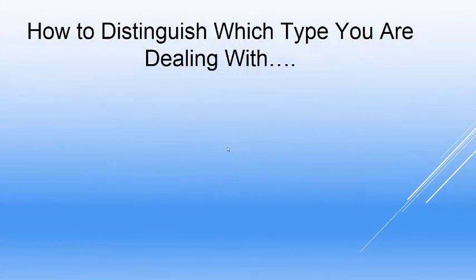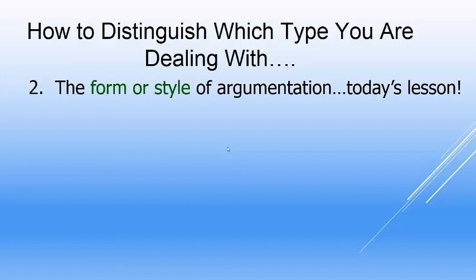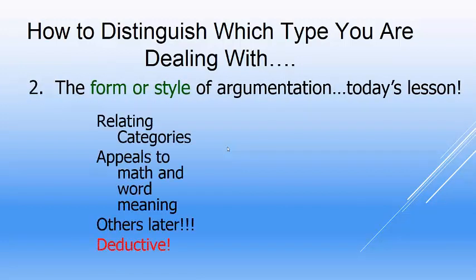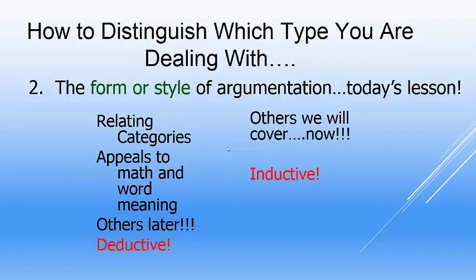Now, returning to our original topic, how do we distinguish whether we're dealing with an inductive or deductive argument? A second way is to look at the general form or style of argumentation. Now, when people are relating categories to one another, like Socrates and Woody Allen a second ago, or if they're just appealing to math or word meanings or semantics and other forms we'll discover later, they're always doing deductions. By way of contrast, there are certain forms of argument that we'll cover right now that are always going to be inductive attempts at inference.